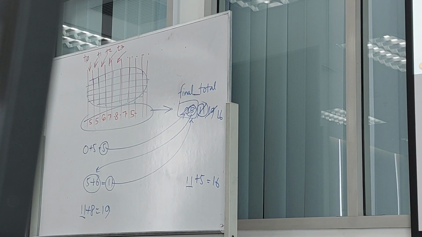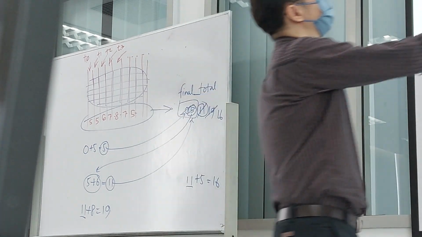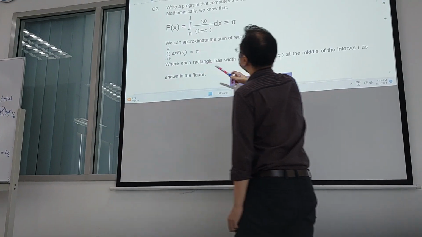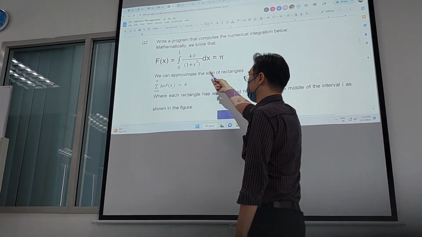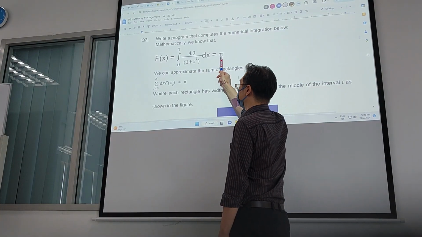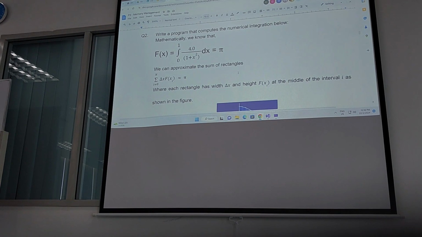Okay, write a program that computes the numerical integration below. Mathematically, we know that, okay, it says that you know, but maybe you do not know. This equation here, especially this expression, when you integrate from 0 to 1, you get the value of pi. If you want to know what is the value of pi, you do this integration, you'll get the value of pi. Now, one thing about this pi is that the number is very, very long.